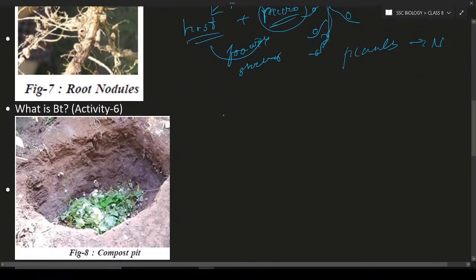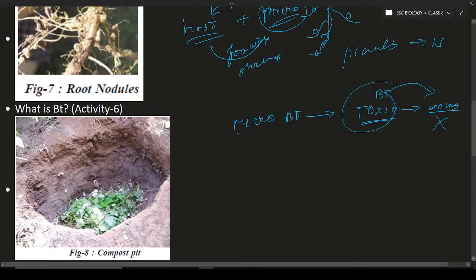So next, what is BT? BT is nothing but Bacillus thuringiensis, a microorganism. It is going to release a toxin. This toxin is known as BT toxin, and when the BT toxin is eaten by the worms present on the plants, the worms will get killed. It means that for worms, this BT toxin is deadly, and hence it is used against the worms. How are they going to use it?